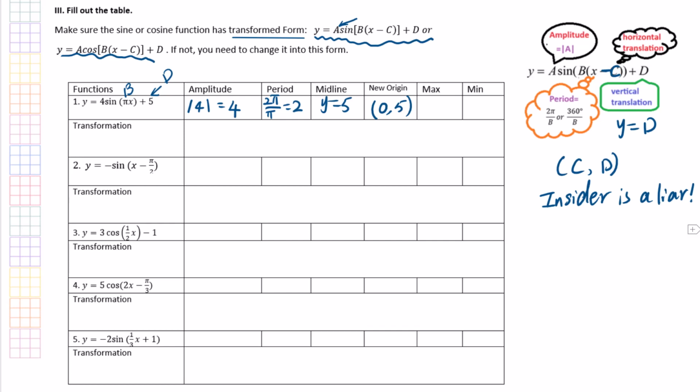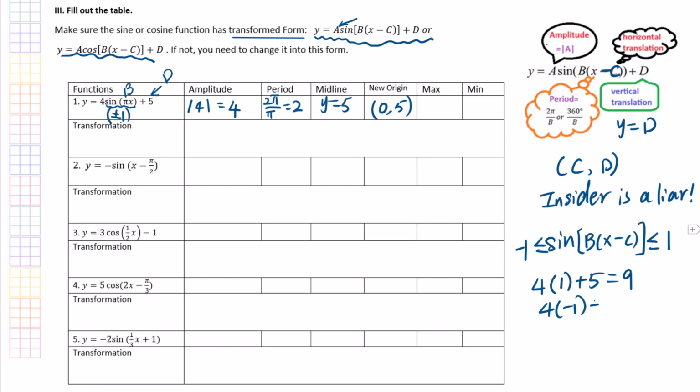For maximum, remember the sine or cosine function is greater than or equal to negative 1, less than or equal to 1. Therefore, we will change the sine function sine pi x into plus or minus 1. Then we can figure out 4 times positive 1 plus 5 equals 9. 4 times negative 1 plus 5 equals 1. Maximum is 9, minimum is 1.